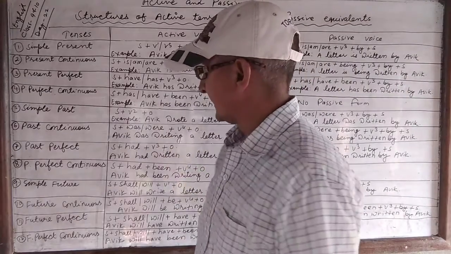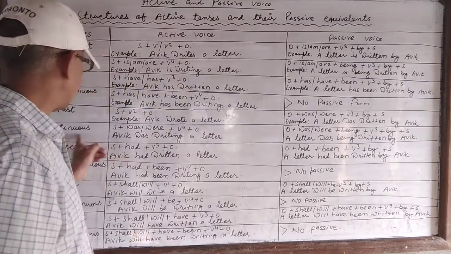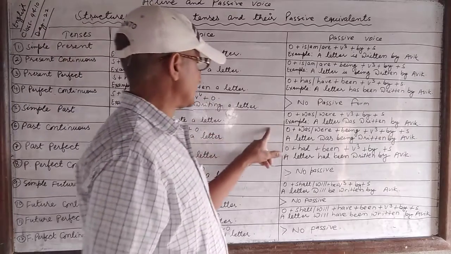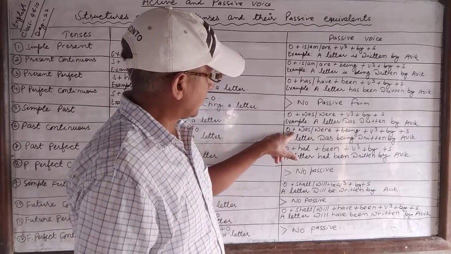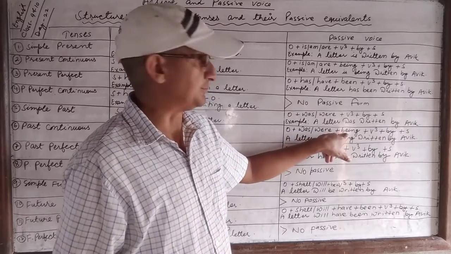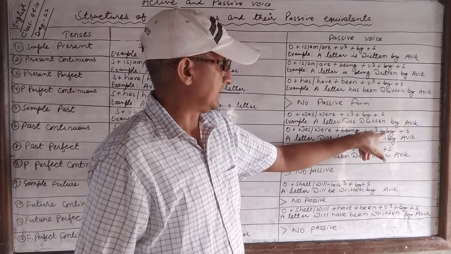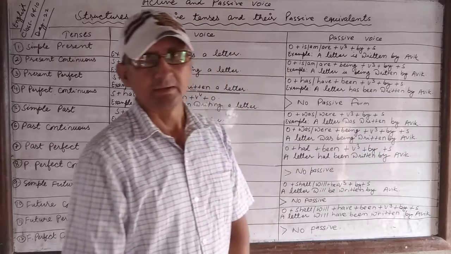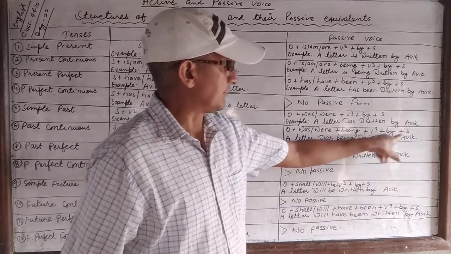Now how can we change past continuous tense into passive voice? The structure of past continuous tense in passive voice is object plus was or were plus being, because with continuous tense we use being. After being comes V3, the past participle form of the verb. After the past participle form of the verb we write by and then the subject. Now, a letter was being written by Avik.